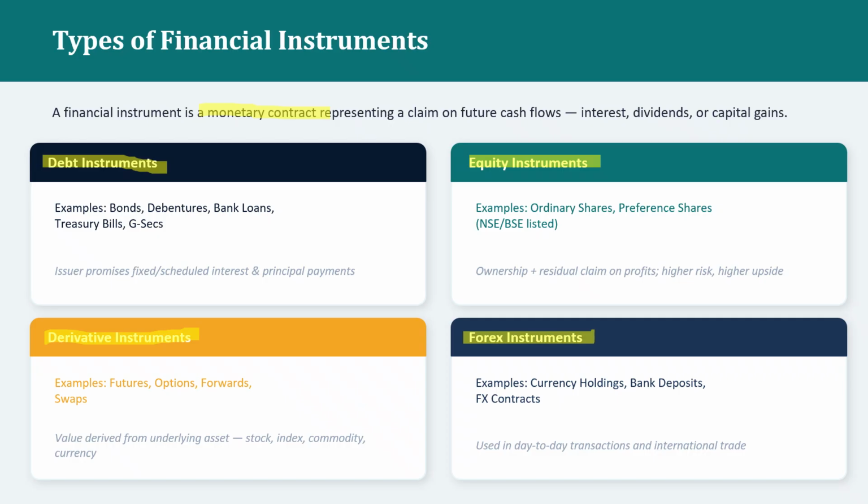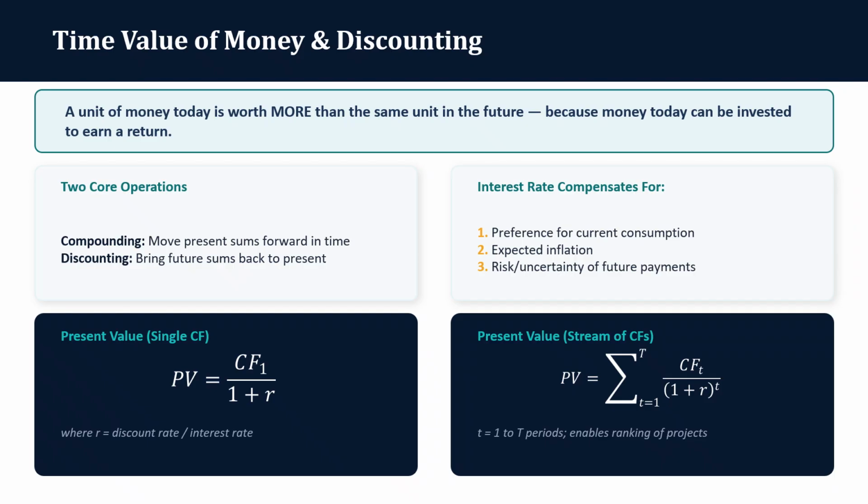and contracts. Now we move on to one of the most fundamental ideas in finance, the time value of money. The time value of money says that a unit of money today is worth more than the same unit in the future. Why is this true? Because money today can be invested to earn a return. Because inflation reduces the purchasing power of money over time. And because there is always a risk or uncertainty about whether a future payment will actually be received or not.